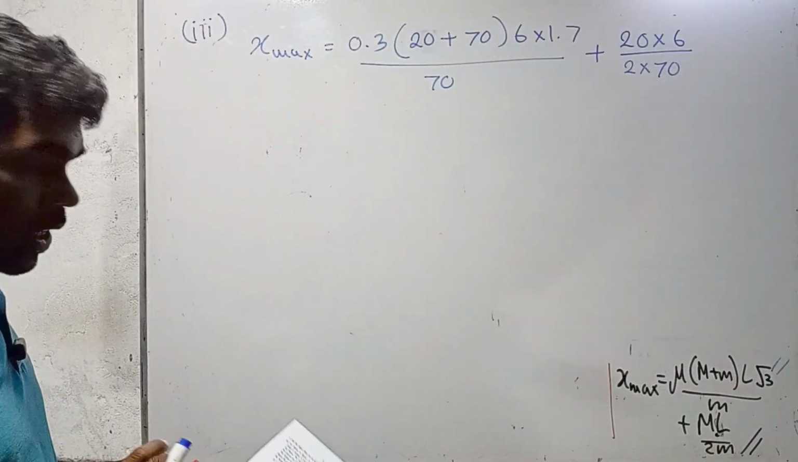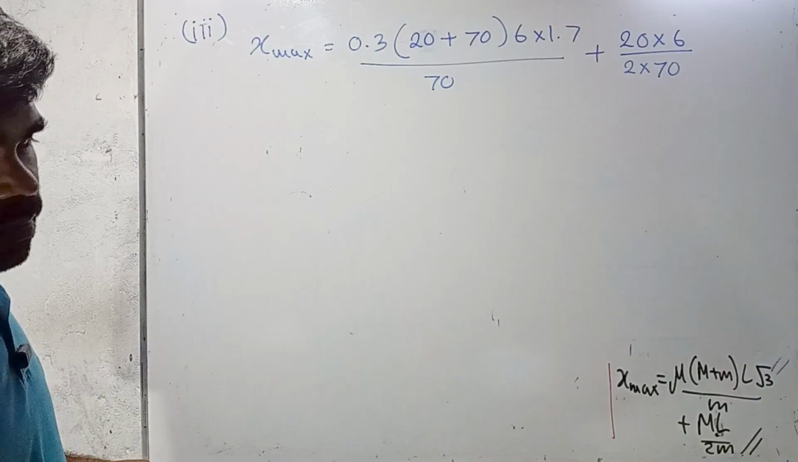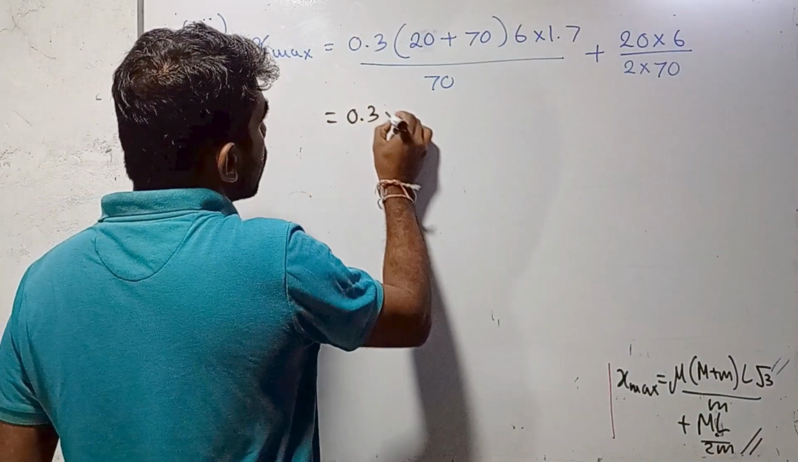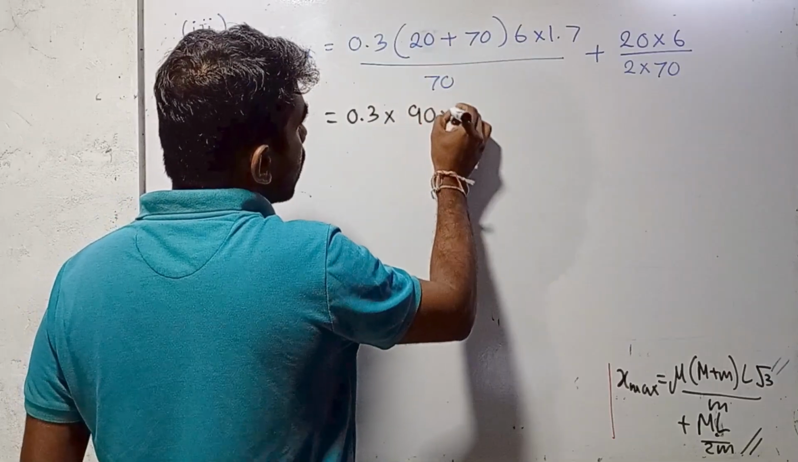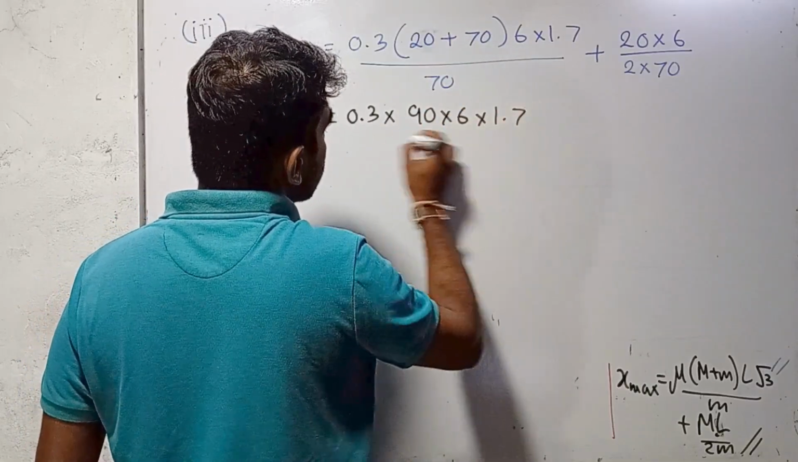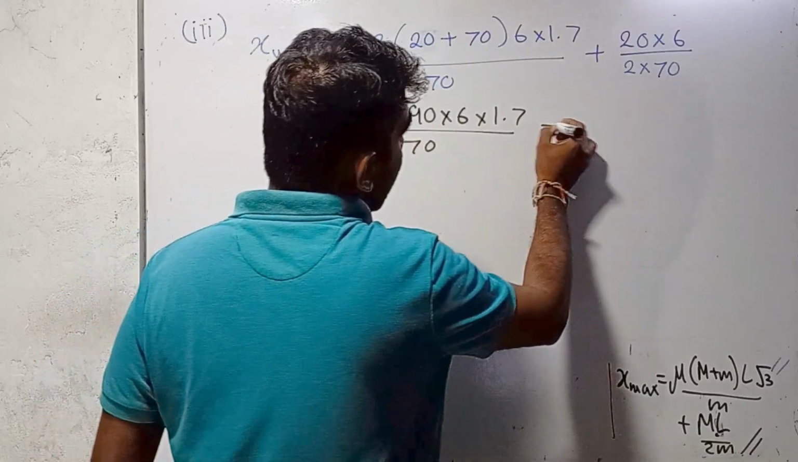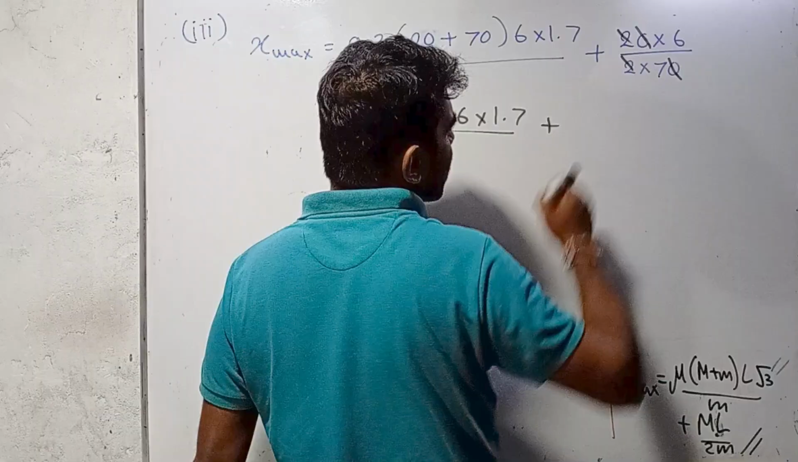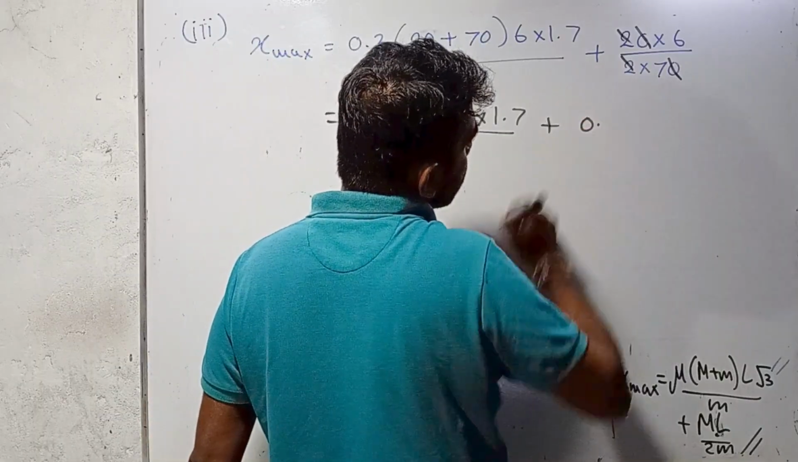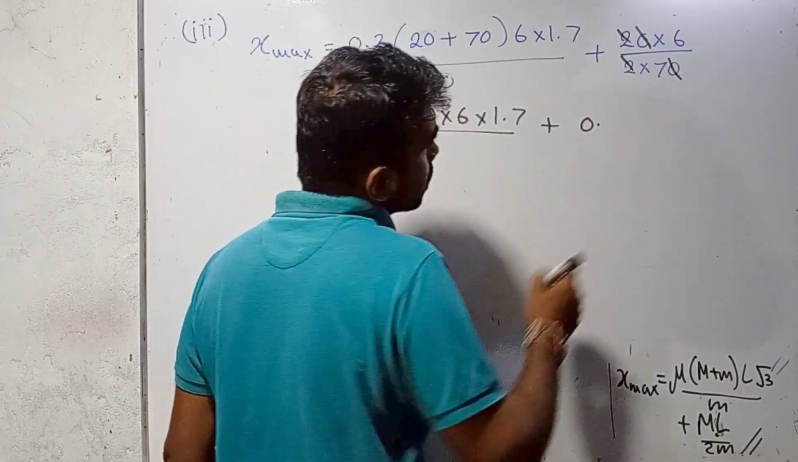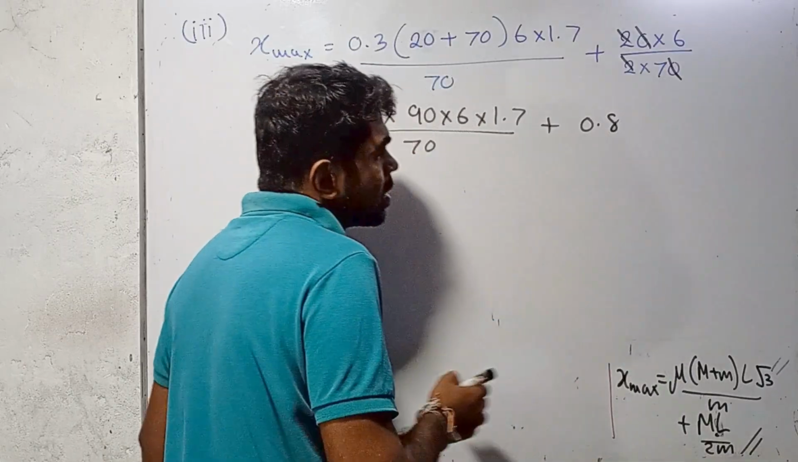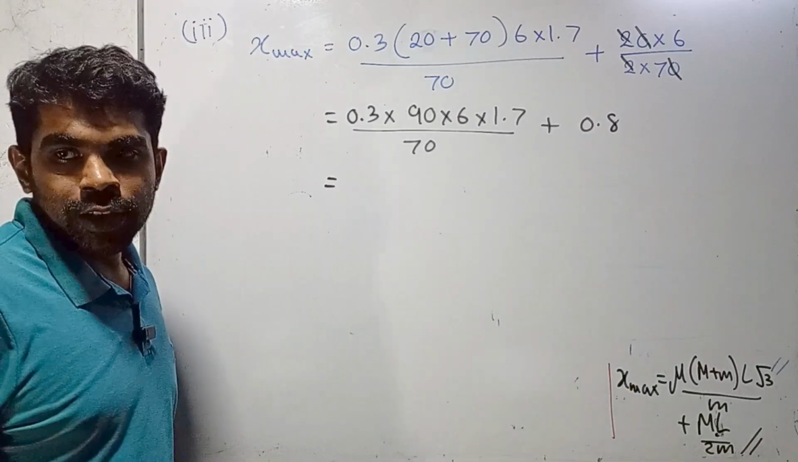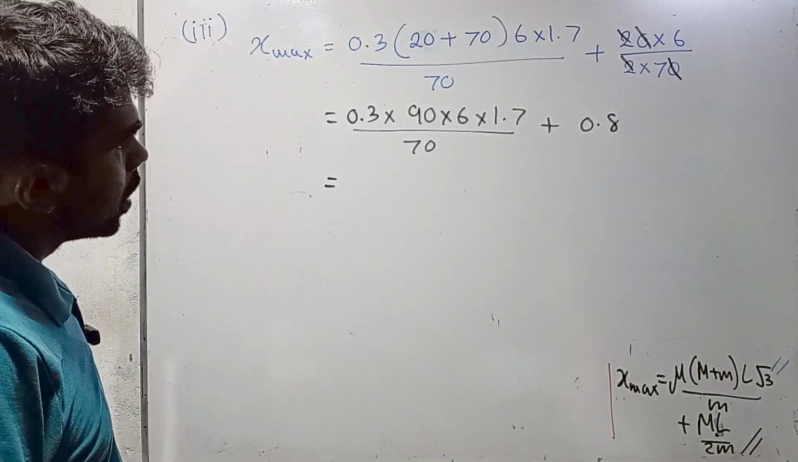Now we have to simplify it. 0.3 times (20 plus 70) is 90, into 6 into 1.7, divided by 70, plus I will cancel out 0 and 0, then 2 and 2, 6 divided by 7. 0.60 divided by 7. I will get only the first decimal place because we have to get the answer to the nearest integer.